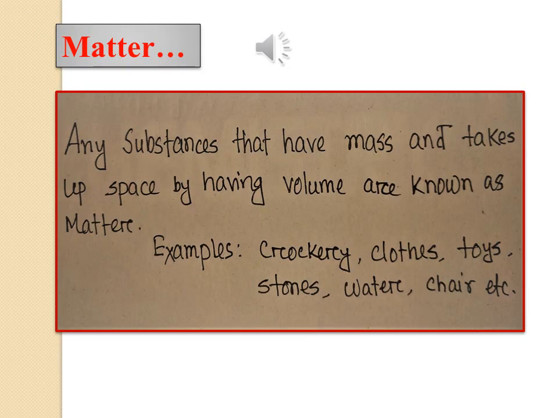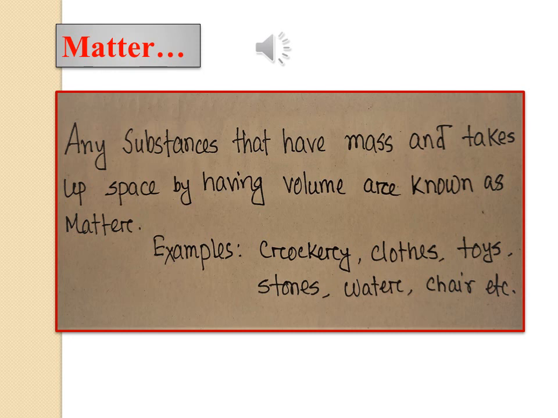So, dear student, at the very beginning of the class, I would like to say something about matter. What is matter? Any substances that have mass and take up space by having volume are known as matter. So any substance, if it wants to be matter, should have mass. And it should take up space.